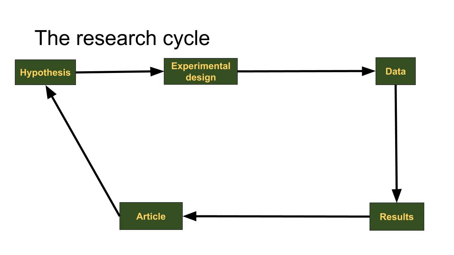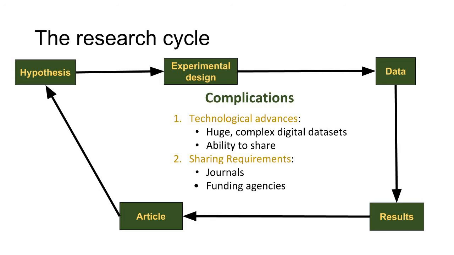Normally, we think of research in the following cycle, from hypothesis generation, experimental design, data collection, to data analysis and publishing results. However, modern research methods have introduced complications. New technology produces huge, complex data sets that require automation to analyze. It also gives us the ability to share more than just a manuscript in a print journal.